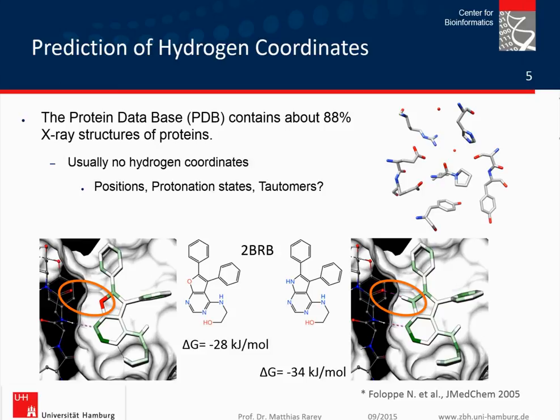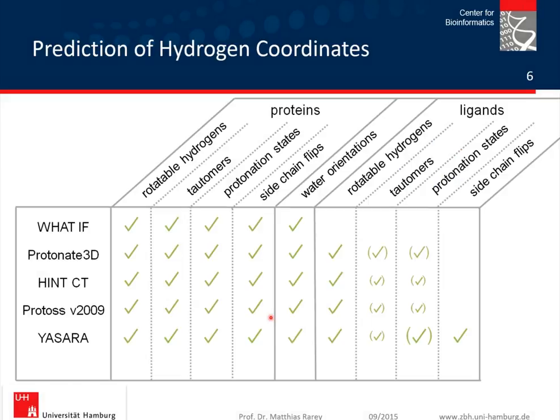So this goes back more than 30 years. And for example, What If was one of the very early programs which has done these things. Many more are mentioned here. So this was the first version of Protoss we developed in 2009. And what you basically see is that all these tools take great care of the protein and also of the water molecules, but the situation differs substantially when it comes to the ligand molecules.